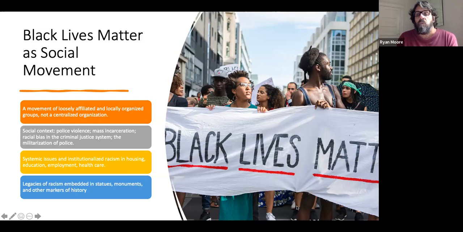And also another important feature of Black Lives Matter is its reckoning with history. It's reckoning with legacies of racism that are embodied in statues and monuments and other markers of history. Black Lives Matter, in a lot of ways, has called attention to a larger reckoning with American history and with the roots of slavery, racism, and settler colonialism.